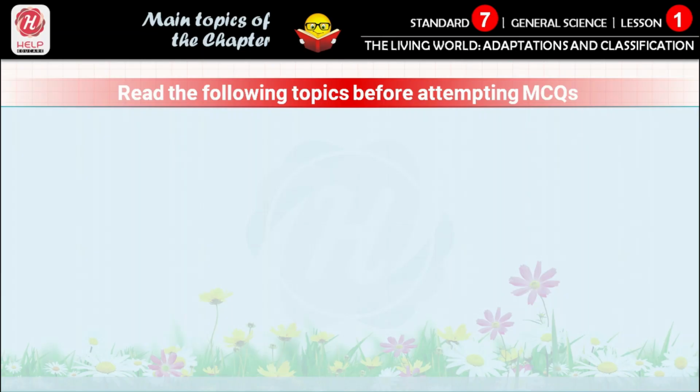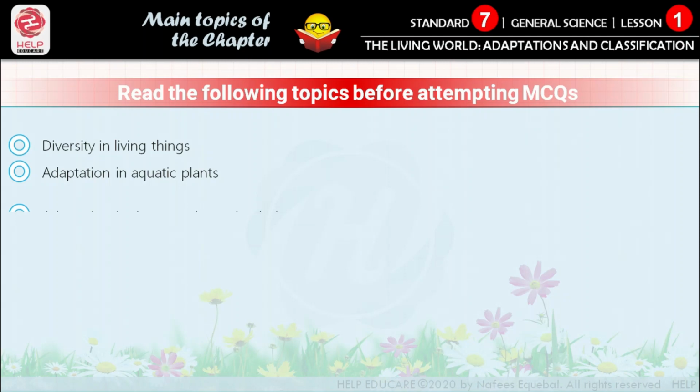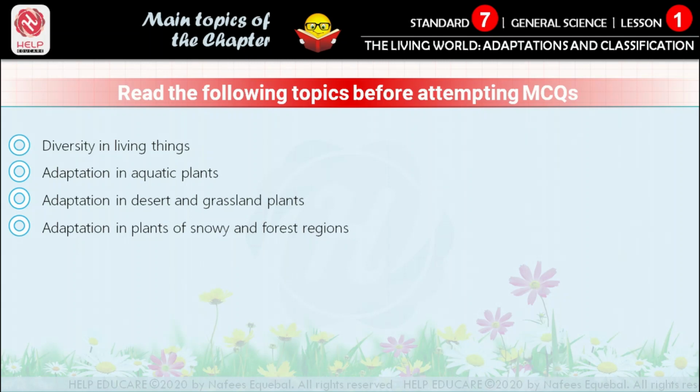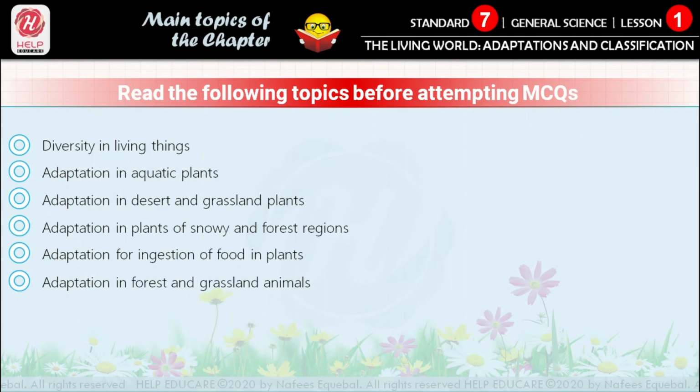We hope that you have learned the following topics in this chapter. Diversity in living things. Adaptation in aquatic plants. Adaptation in desert and grassland plants. Adaptation in plants of snowy and forest regions. Adaptation for ingestion of food in plants. Adaptation in forest and grassland animals. Adaptation in aerial animals. Adaptation in animals of desert and snowy regions.